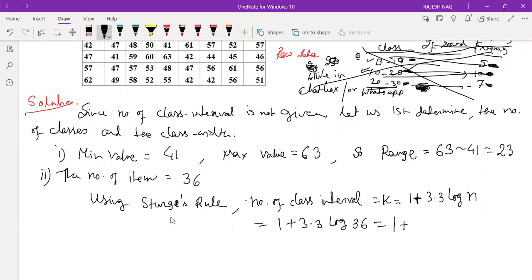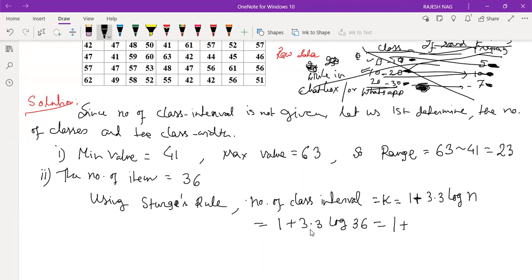So how did this Sturges rule come? That is not in our syllabus. Okay, you can say there is a formula 1 plus 3.3 into log n. That's enough. There is a formula. How will you get this?